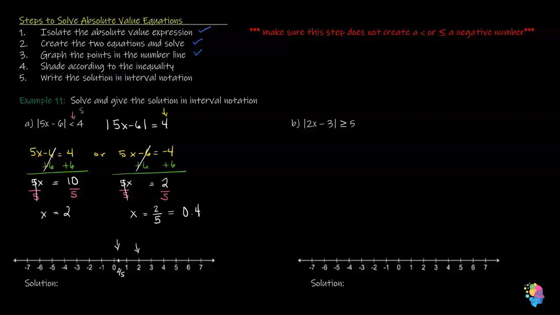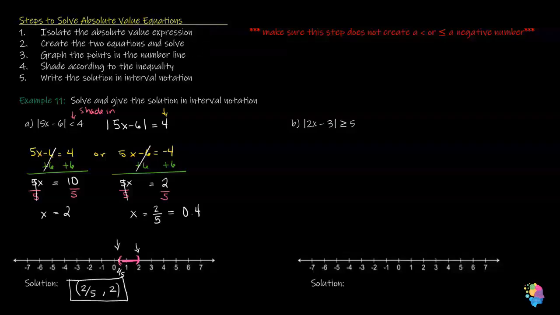So that means that we're going to shade in. I'm going to shade between the two values. And because it doesn't have that little line underneath it, we do not include the values. So then we're going to place parentheses around these. So our solution, reading the number line from left to right, is shaded from 2/5 all the way to 2. Since we are not including the values, we place parentheses.